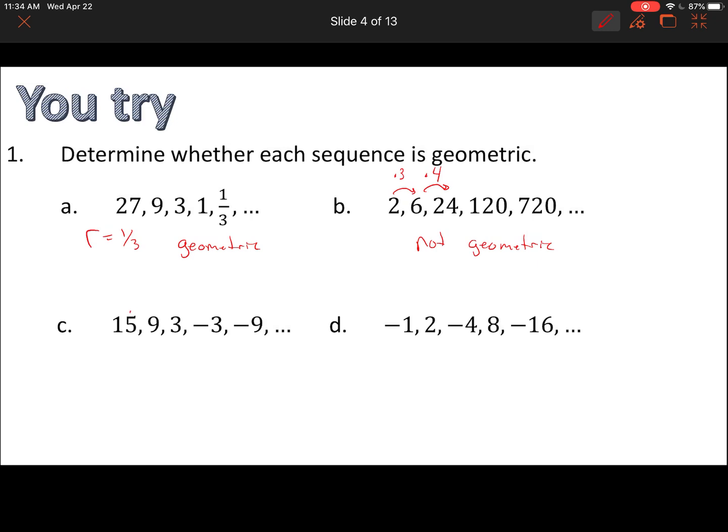It looks like it is. I'm going to subtract 6. Subtract 6. Subtract 6. Yeah, this one is arithmetic. The common difference is -6, and it's arithmetic.